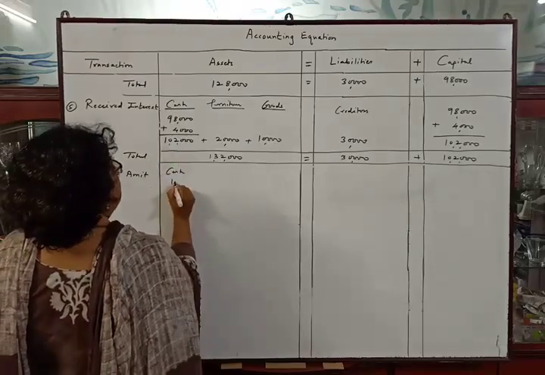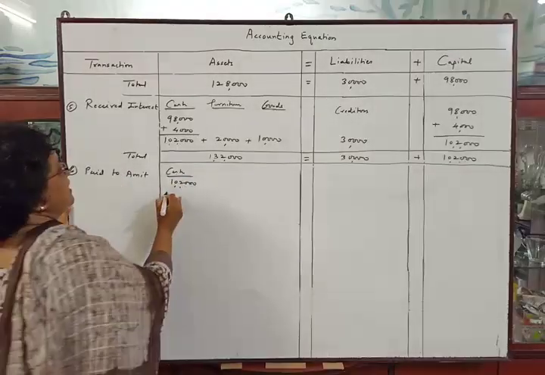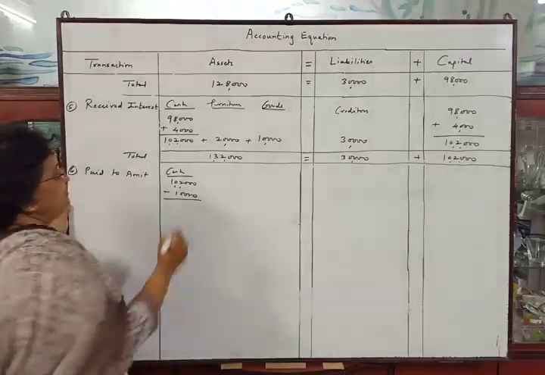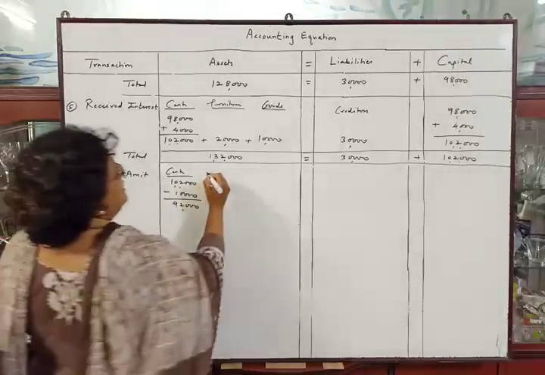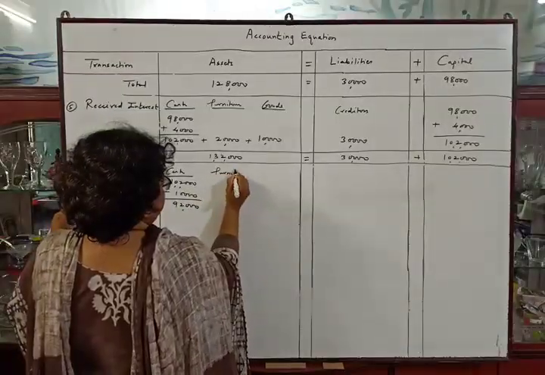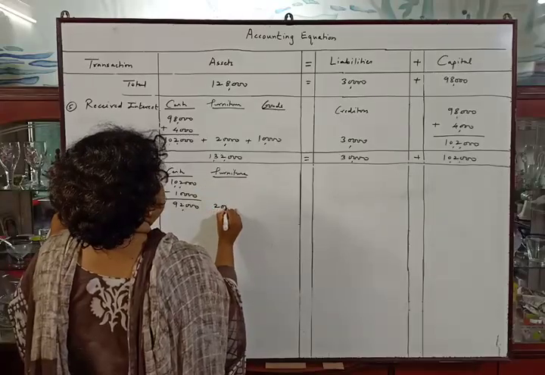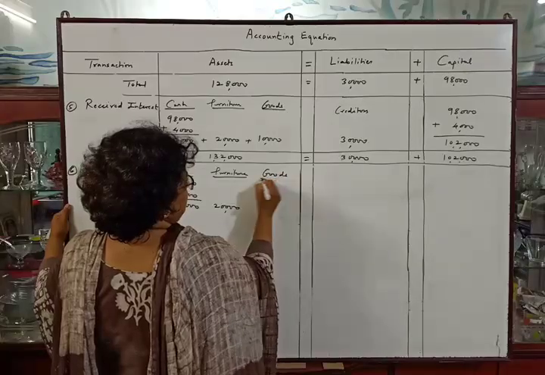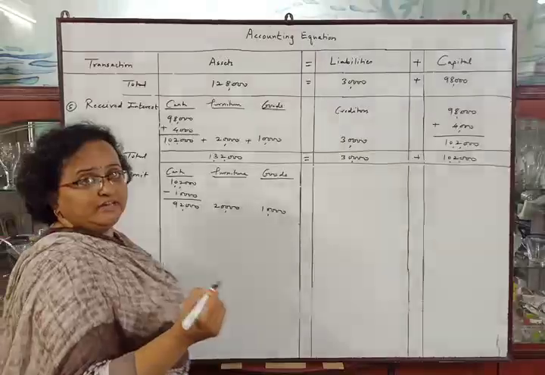Our cash was 1,02,000. It will reduce by rupees 10,000. So it will be 92,000. Okay. Furniture will remain as it is. There will not be any change in furniture. So it will be 20,000. Goods will be rupees 10,000. And now the creditors.